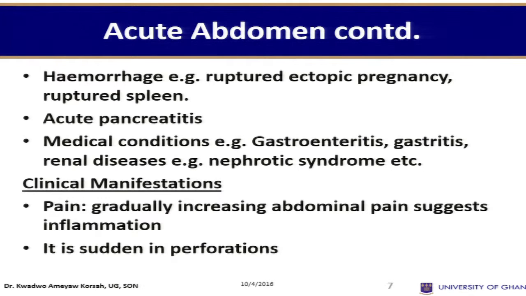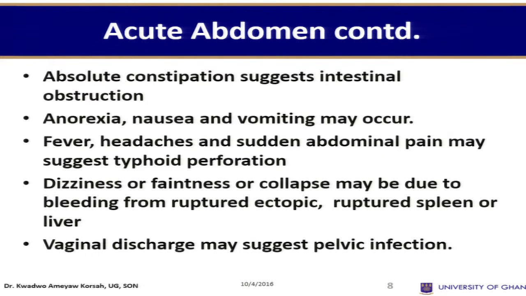nephrotic syndrome. Clinical manifestations of acute abdomen: pain, gradually increasing abdominal pain suggests inflammation, and then it's sudden in perforations. We have absolute constipation, which may also suggest intestinal obstruction. We have nausea and vomiting, which may also occur in acute abdomen, and then fever, and then headaches and sudden abdominal pain may suggest typhoid perforation, and the dizziness or faintness or collapse may also be due to bleeding from ruptured ectopic, ruptured spleen, or liver. And then vaginal discharge may suggest pelvic infection, for instance, the PID, pelvic inflammatory disease.